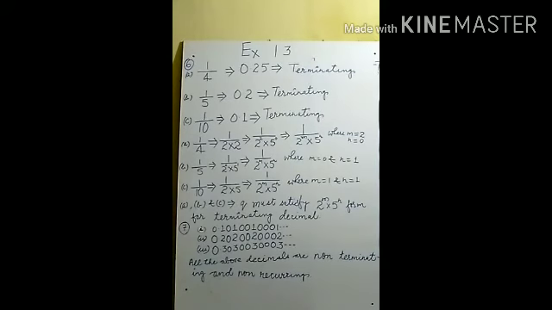Another type of decimal is non-terminating, non-repeating. Non-terminating means the remainder is never 0, and nothing is repeated here. For such types, we have to write 3 examples of non-terminating, non-repeating or non-terminating, non-recurring decimals. So repetition should not be there. What will be taken here?